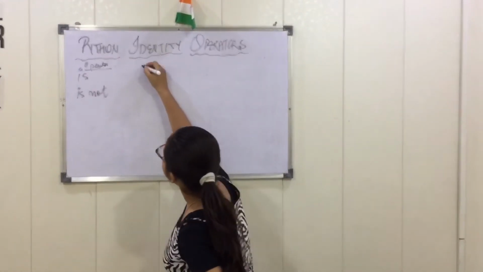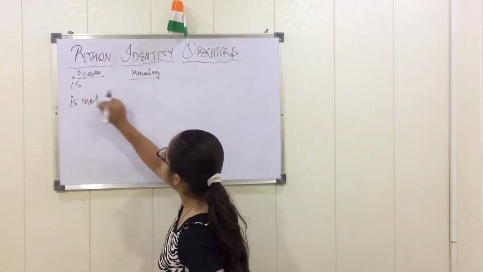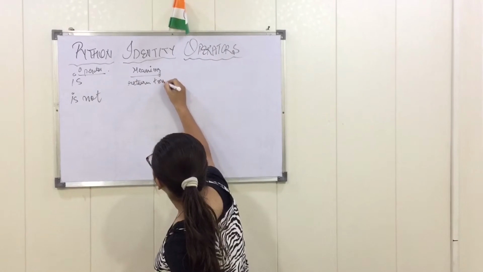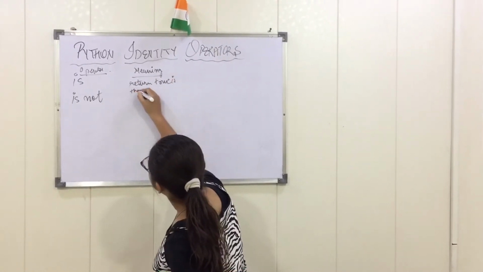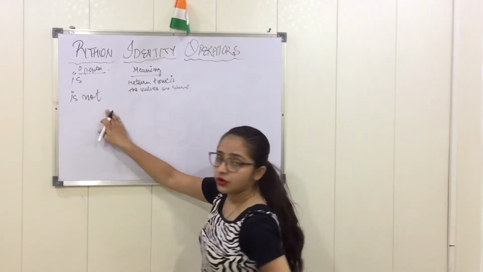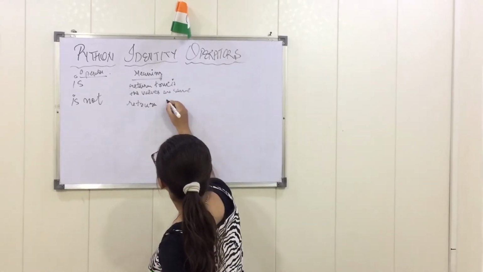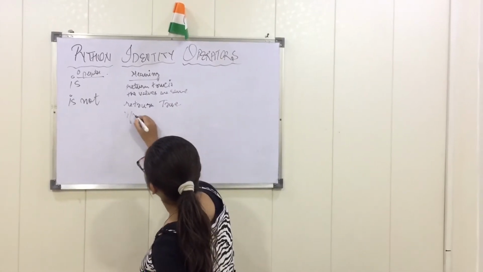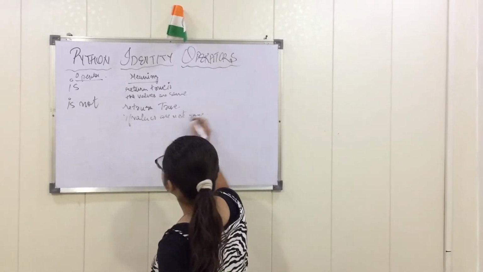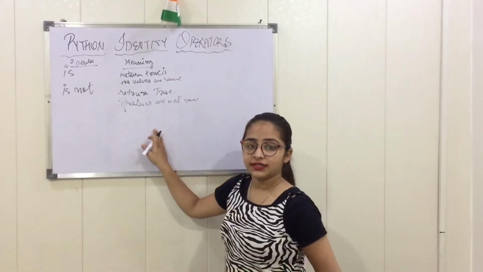So the meaning of the is and is not operators is that the is operator returns true if the values are the same. The is not operator returns true if the values are not the same. So these are the two types of identity operators. Now we'll discuss an example of both.